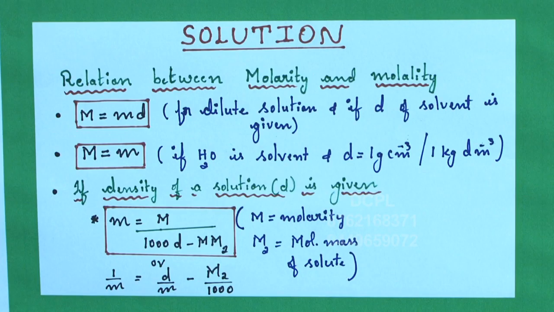Moving further, if the density of a solution is given, then molality and molarity can be related as molality is equal to molarity divided by 1000 into density minus molarity into M2, where M2 stands for molecular mass of solute. Or it can be simply written as 1 by molality is equal to density by molarity minus molecular mass of solute divided by 1000.